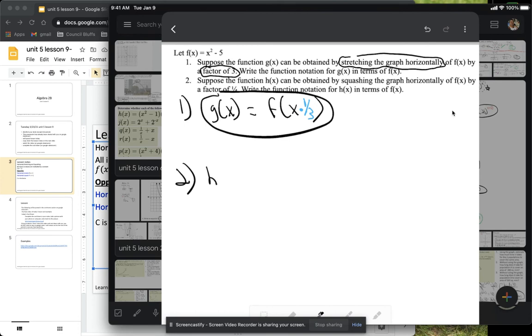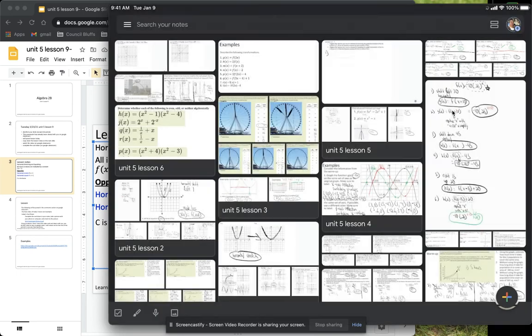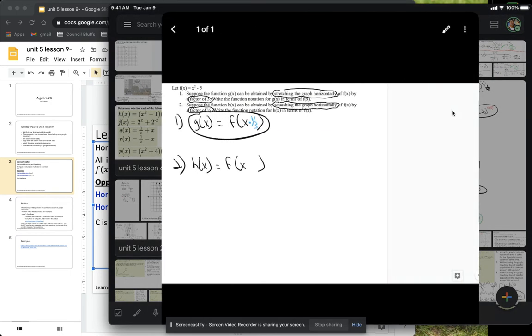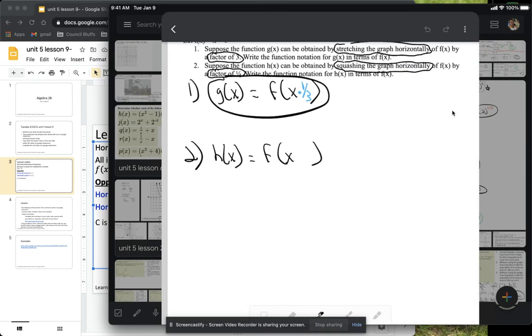Suppose the function h of x can be obtained by squashing the graph horizontally of f of x by a factor of 1/4. Write the function notation for h of x in terms of f of x. So I'm going to do the exact same thing I just did. Okay, again, the multiplication is going to go inside the parentheses.